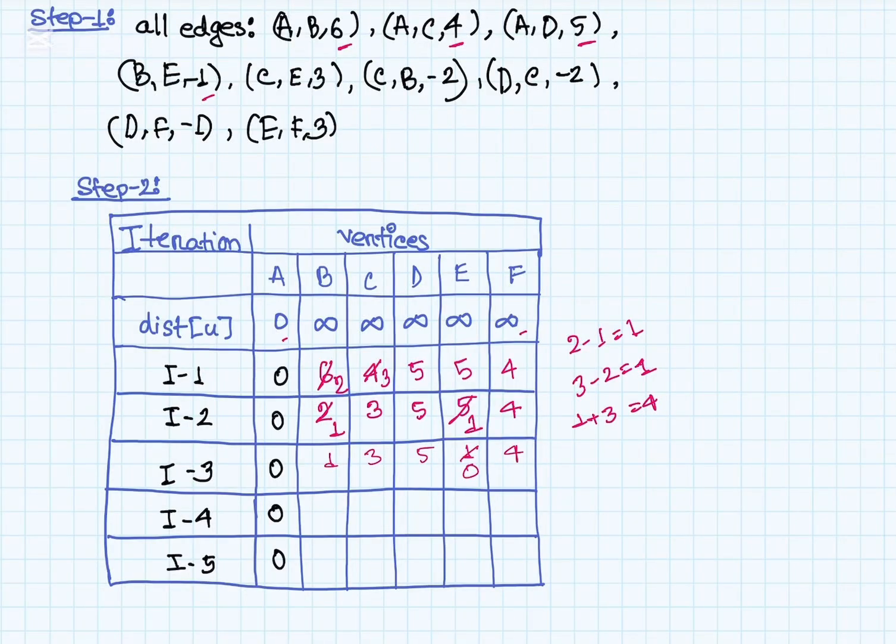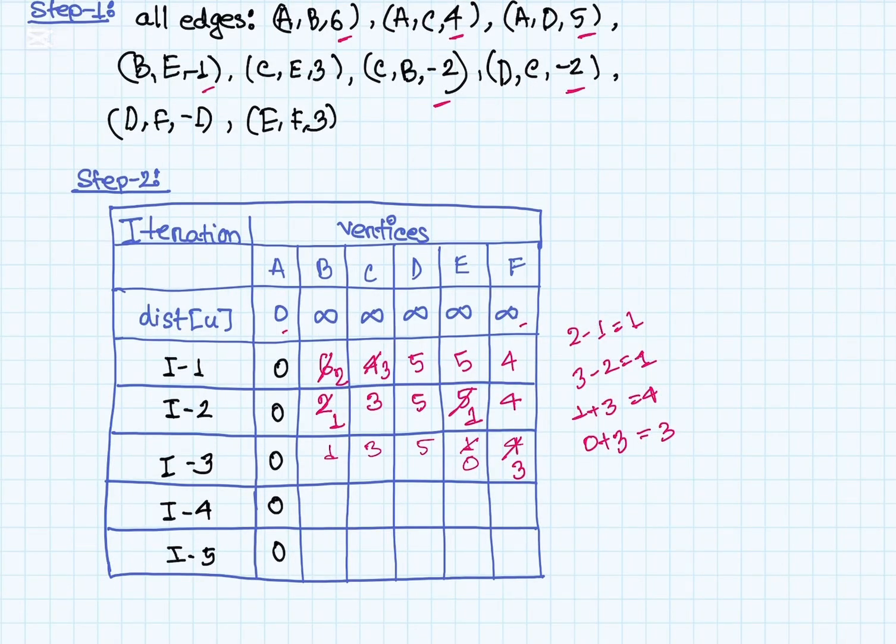C to E is 3, so no changes. C to B is minus 2, so 3 minus 2 is 1. It is written down as such. D to C is minus 2, 5 minus 2 is 3. Again, the distance of C is 3. D to F is minus 1, no changes, but in this case, E to F is 3. 0 plus 3 equals 3, so we'll change the distance of F from 4 to 3.